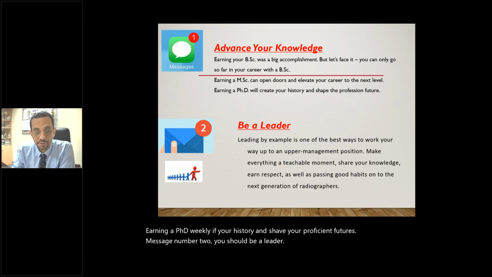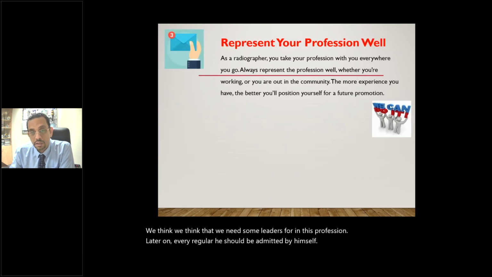My colleague and I just talked about the difference between the leader and the manager. We think that we need some leaders in this profession. And later on, every radiographer should be a leader by himself. Represent your profession well.